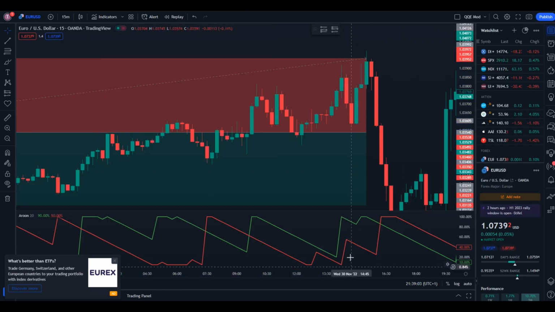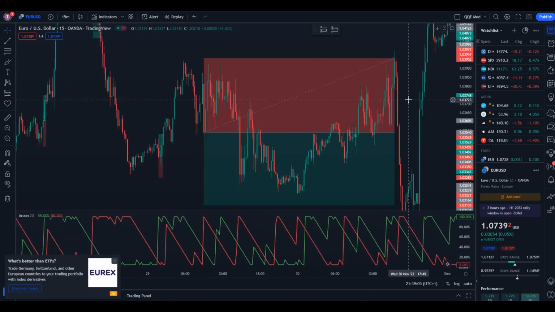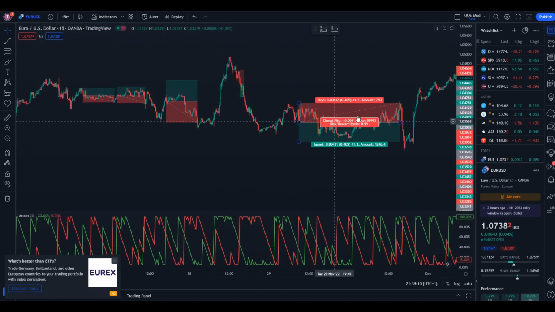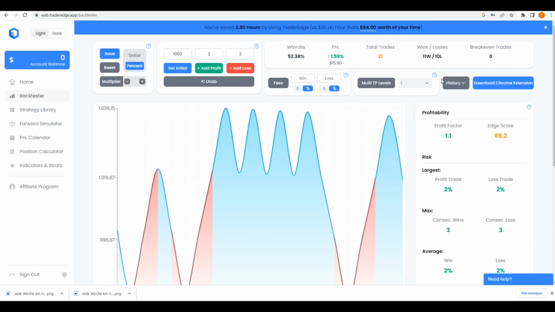Alright, this was the last trade here. I gotta zoom out a little bit. As you can see, we got quite a few good signals and good trades. And surprisingly, the results are pretty awesome, to be honest.